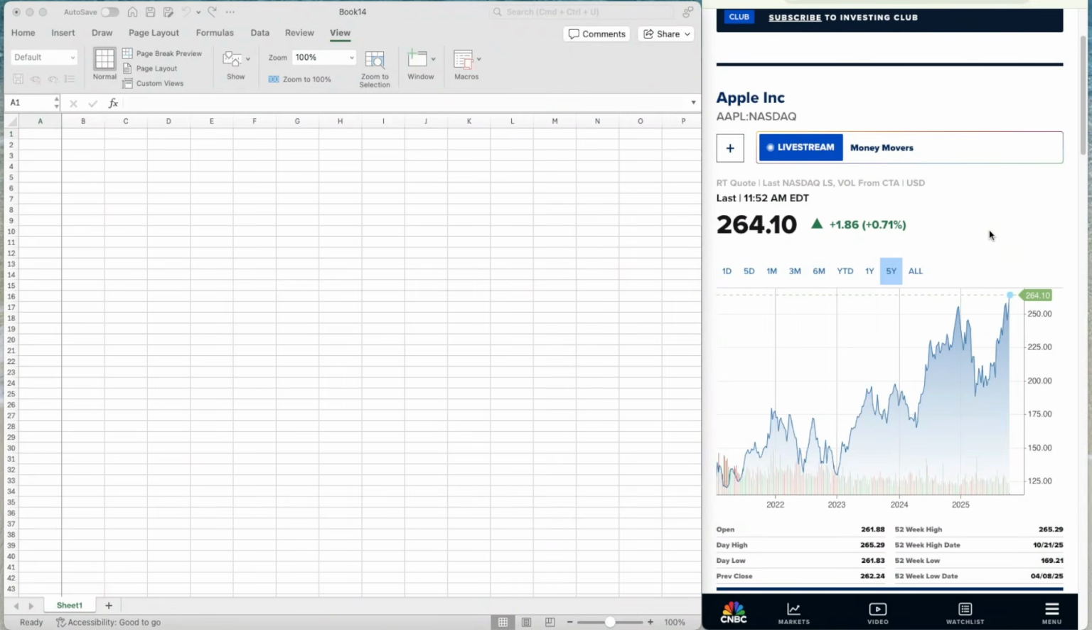For this video, we're going to do a DCF valuation model for Apple. And I'm sure Apple is probably, for many of you, the largest holding in your portfolio. So let's have a deep dive into the numbers and see what we can get as a fair value.